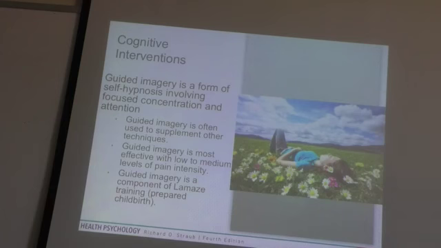Guided imagery is a form of self-hypnosis involving focused concentration and attention. It is often used to supplement other techniques. Guided imagery is most effective with low to medium levels of pain intensity. It is also a component of Lamaze training.